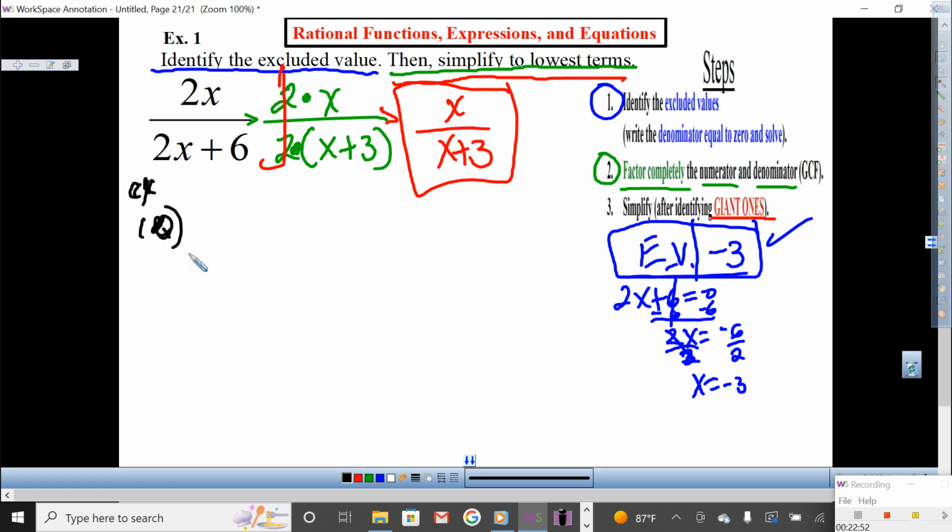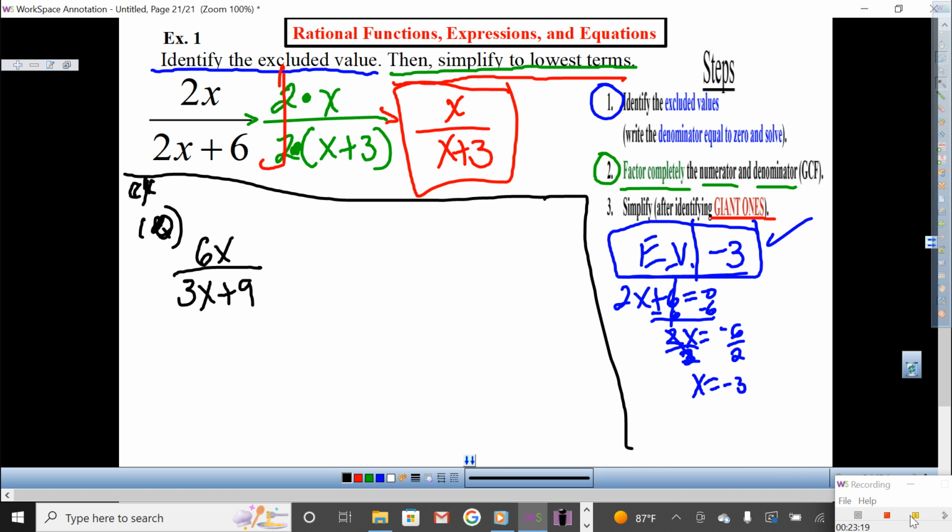Do this one by yourself. We got 6x over 3x plus 9. I want you to first find me the excluded value. Then I want you to simplify to lowest terms. All right? I'll leave that example up there as an example. Go.